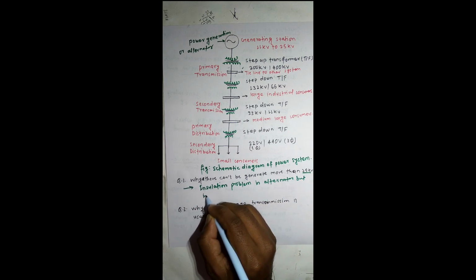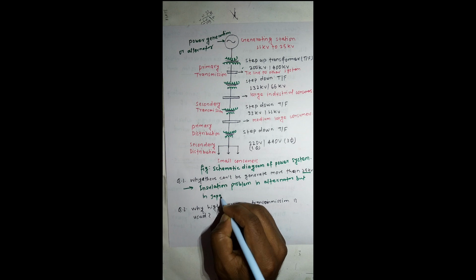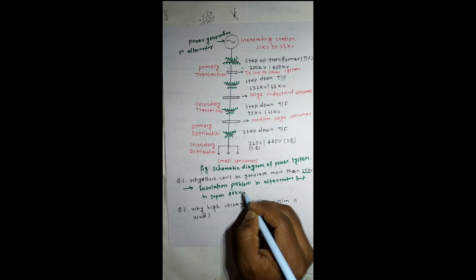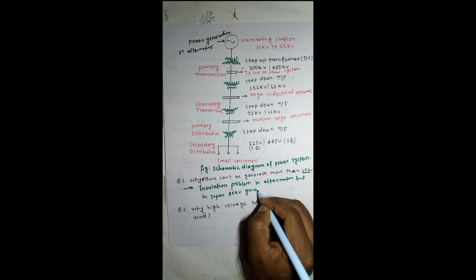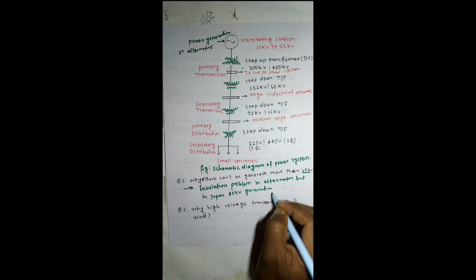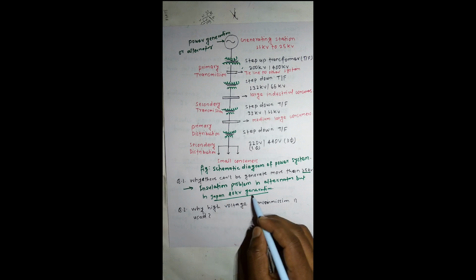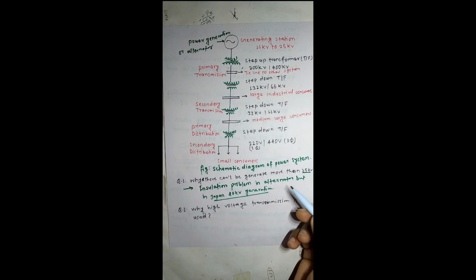But in Japan, there is 40 kilovolt generation. But the Japanese government has not revealed the secret of how this is possible. In India or Nepal, we can see a maximum of 25 kilovolt generation of electricity.